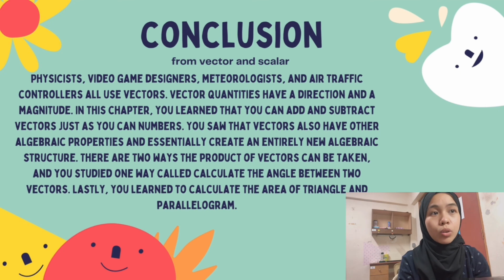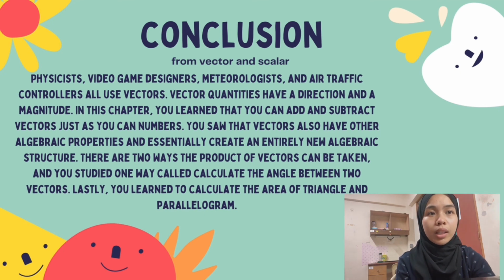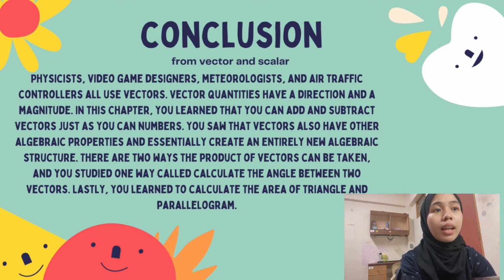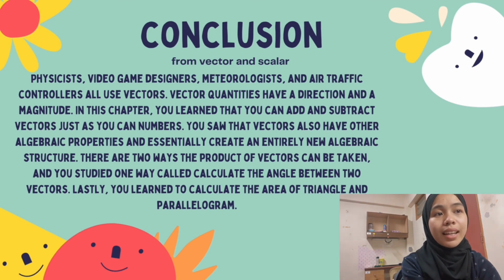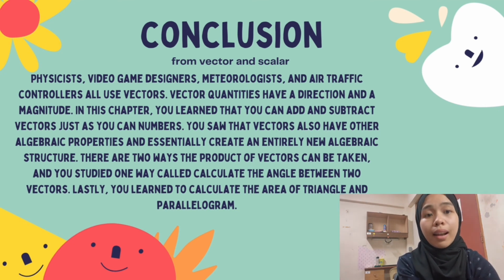In this chapter, you learn that you can add and subtract vectors just as you can numbers. You saw that vectors also have other algebraic properties and essentially create an entirely new algebraic structure. There are two ways the product of vectors can be taken, and you studied one way called calculating the angle between two vectors. Lastly, you learn to calculate the area of a triangle and a parallelogram.